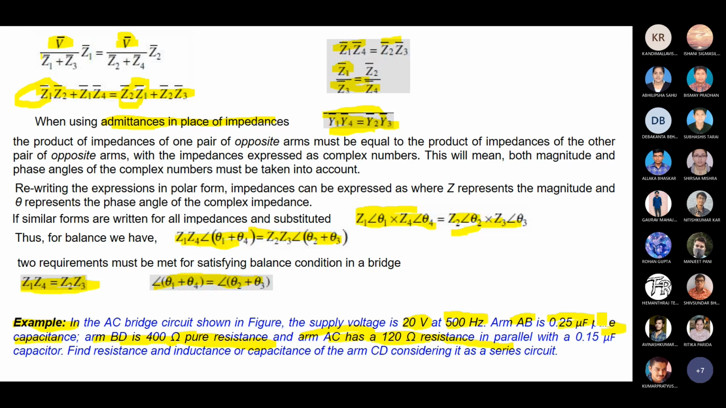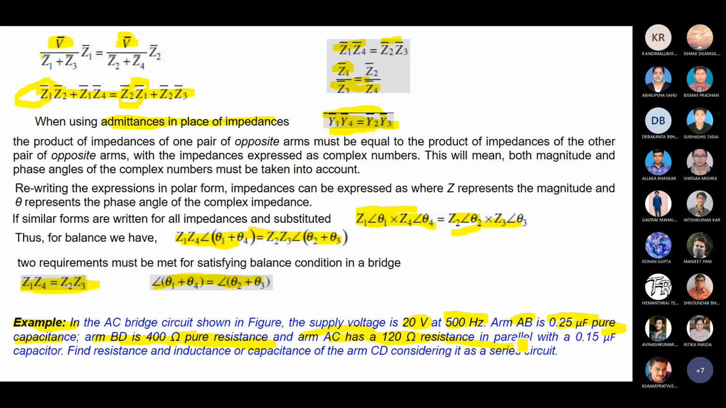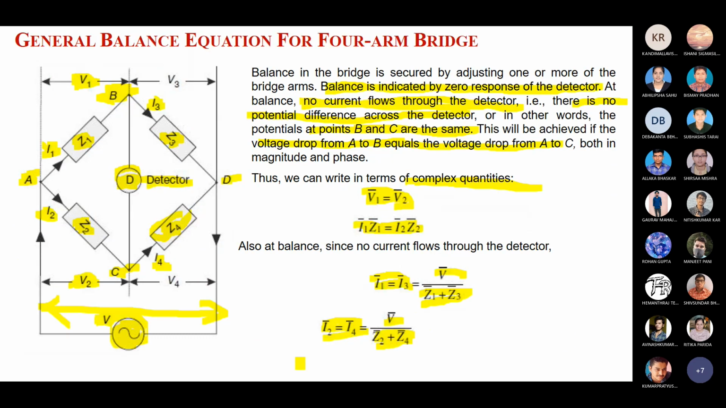Then Z2, BD is what? BD is Z3. This is the BD arm, and Z3 is given as 400 ohm. Then the AC arm is there. AC arm means this arm, Z2. Z2 is 120 ohm in parallel with 0.15 microfarad. So you have to calculate how much reactance 0.15 microfarad gives. Then it is in parallel with your 120 ohm resistance. Simple calculation, make it Z2, the equivalent value.